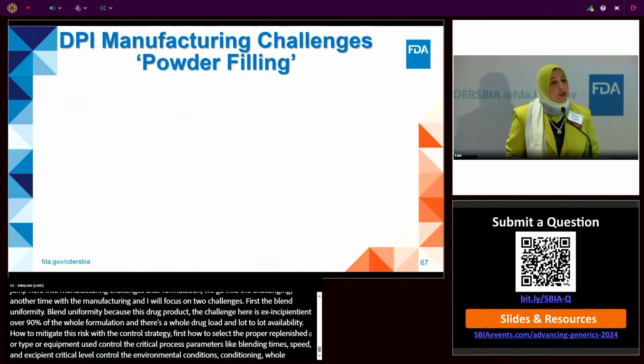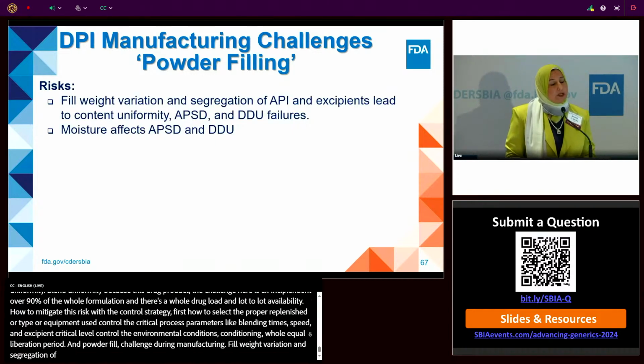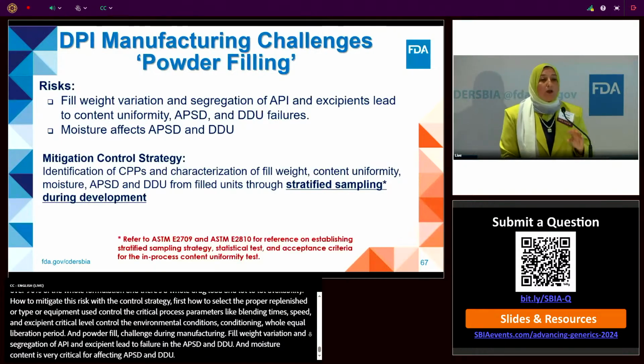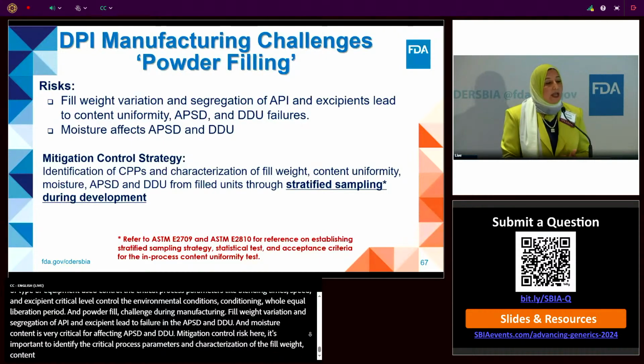Powder fill is another challenge during manufacturing. Fill weight variation and segregation of the API and the excipient lead to failure in the APSD, DDU, and content uniformity. Also, the moisture content is very critical for affecting the APSD and DDU. For the mitigation control strategy here, it's important to identify the critical process parameters and characterize the fill weight, content uniformity, moisture, APSD, and DDU from the filled units through stratified sampling during development.